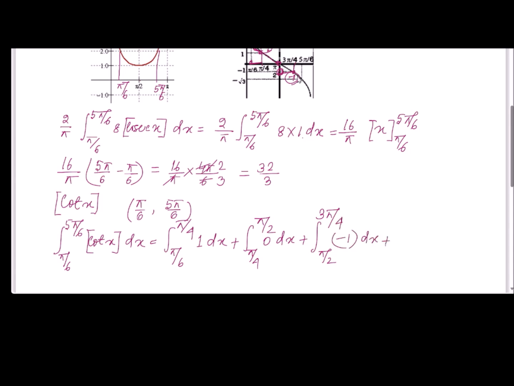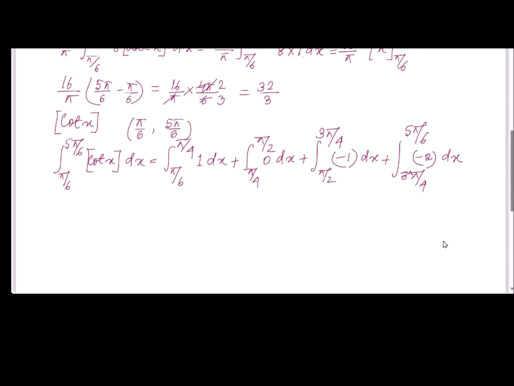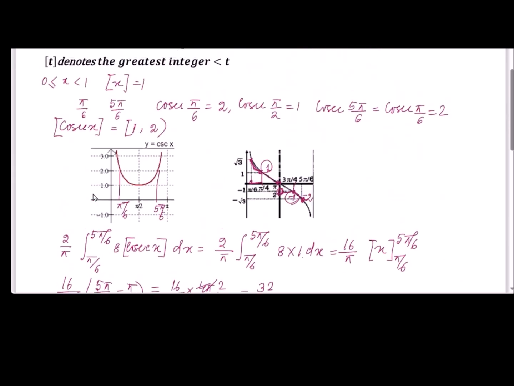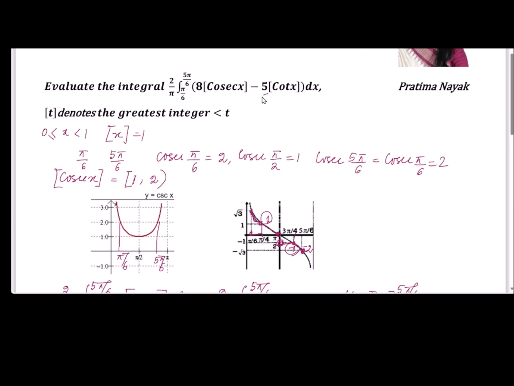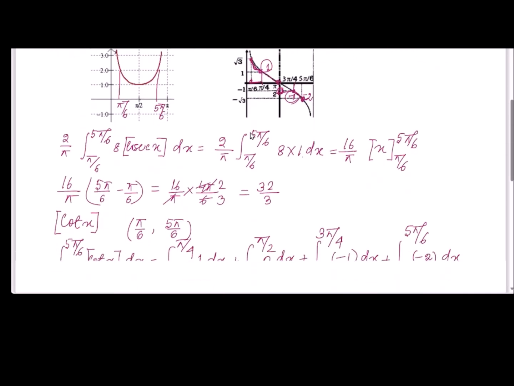And the last is from 3 pi by 4 to 5 pi by 6. This value is your minus 2. So 3 pi by 4 to 5 pi by 6, this will be minus 2 dx. So it will be broken into four values. It will take 4 values. So now integration of this equals to, please note that I have not taken this 5 now. After I'll calculate.